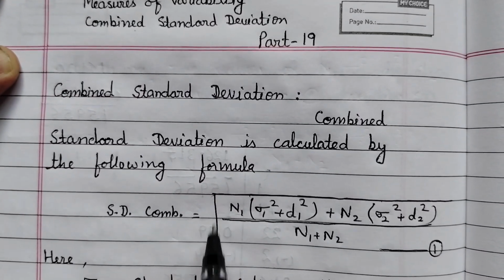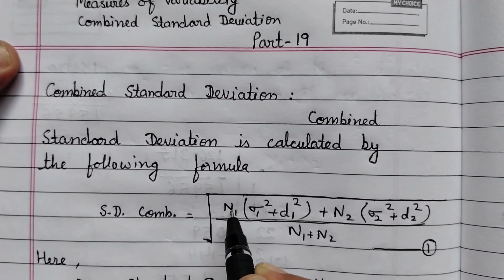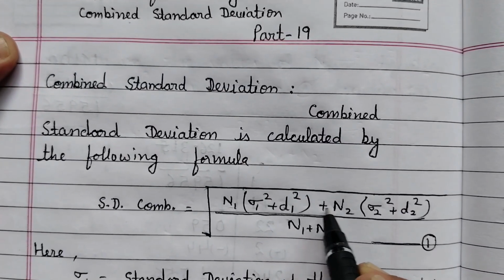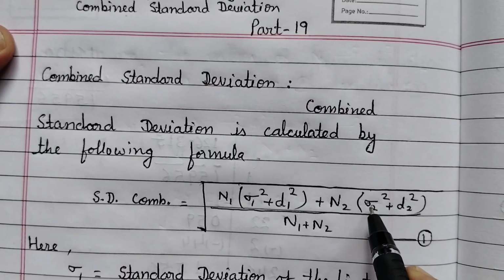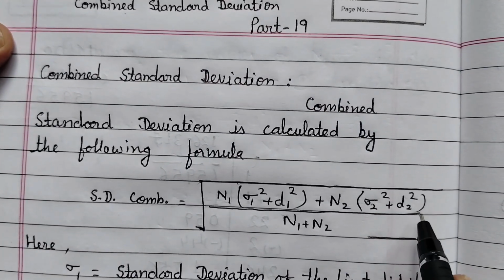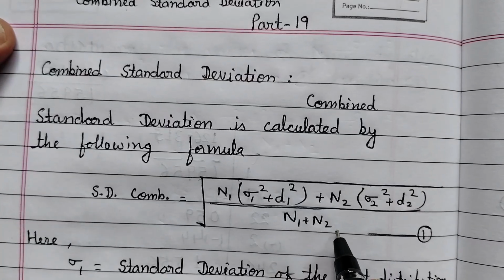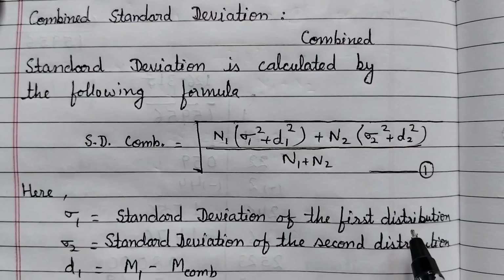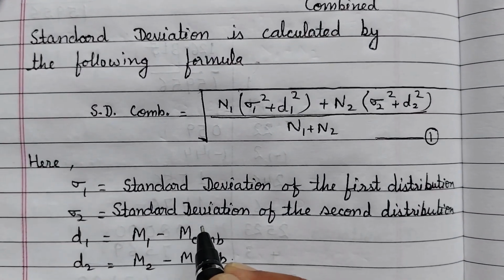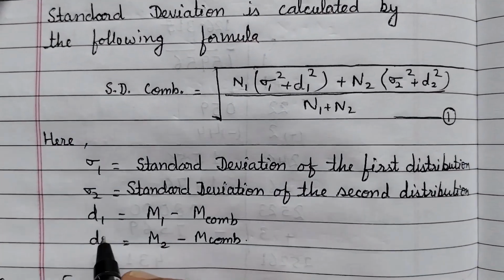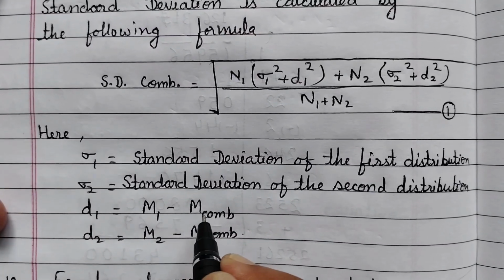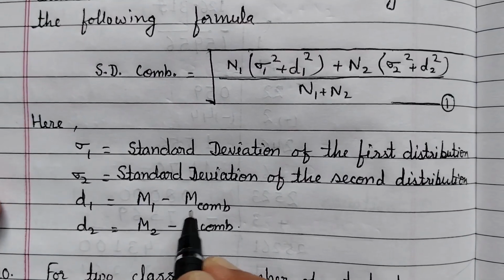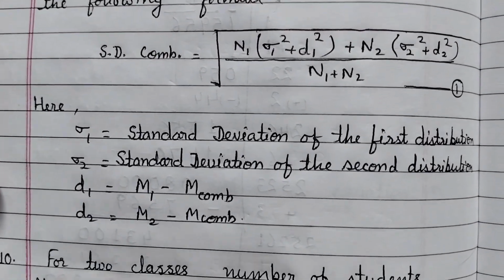SD combined is equal to under root of [n1 within bracket sigma 1 square plus d1 square bracket close plus n2 within bracket sigma 2 square plus d2 square bracket close] divided by n1 plus n2. Here sigma 1 is equal to the standard deviation of the first distribution, sigma 2 is equal to the standard deviation of the second distribution, d1 is equal to m1 minus m combined, d2 is equal to m2 minus m combined. M is mean.